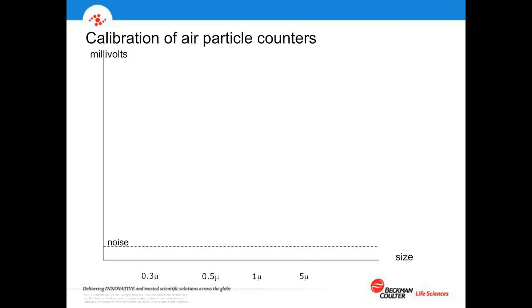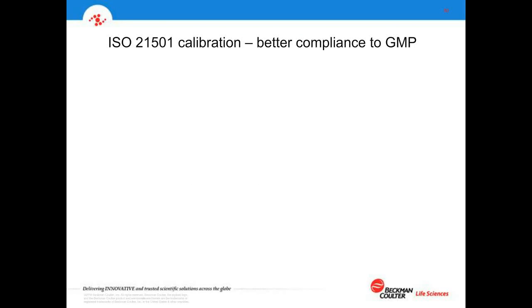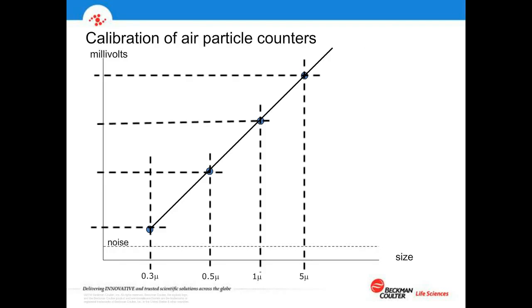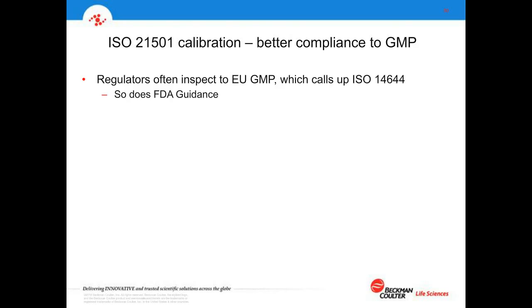So then we create this type of curve based on the information we have from each of the sizes we might use. For example, a 0.3, a 0.5, a 1, a 5. Often they're not exactly those sizes, but they're close. So we might then develop a curve based on that type of information, and we know then the performance of the instrument. And of course, what we want to do is not just know it at this moment. We'd like to, over its lifetime, know that it's still appropriate. So that's what 21501 calibration is about.